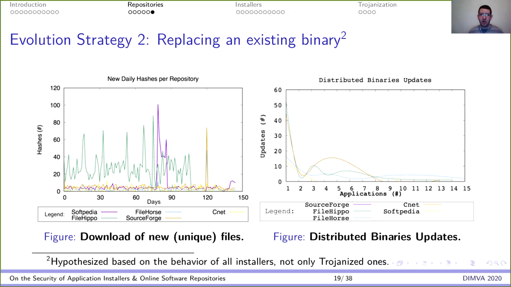So again, it's plausible to hypothesize that an attacker that would be able to trojanize a given entry in a repository would be able to distribute a malicious binary for a given period without being noticed, because this is the way that repositories work.